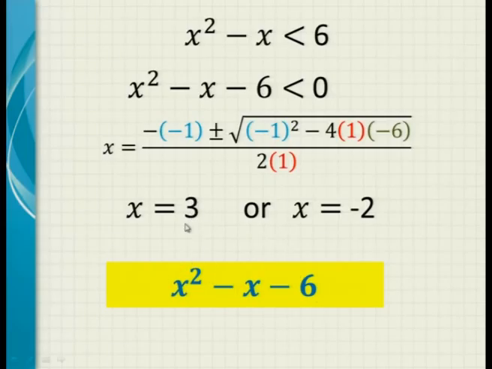We want to know what's the value of this yellow box for different values of x. Now if I substitute 3, 3 squared is 9, minus 3, that's 6, 6 minus 6 is 0. So we are right. Take minus 2. Minus 2 squared is 4. Minus minus 2 is 6, in other words, we plus 2. 4 plus 2 is 6. 6 minus 6 is 0. So that gives us 0. But we are not interested in 0. We want to know where the yellow box is less than 0.